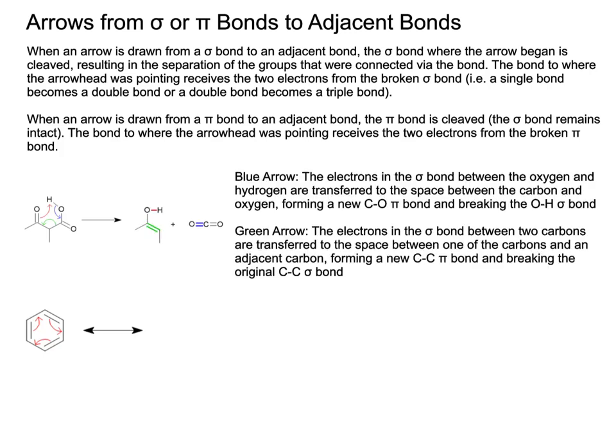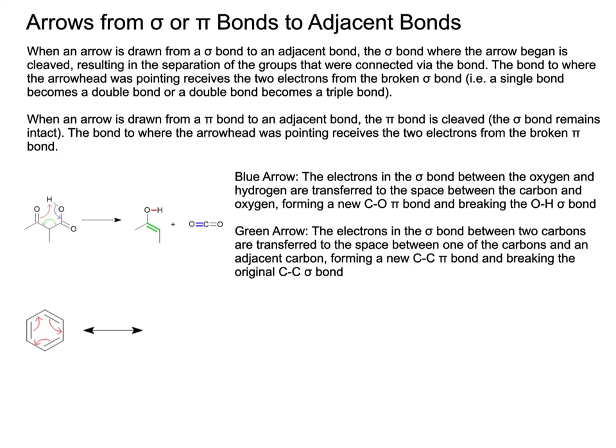In the last slide, we covered what the red arrow did. In this slide, we'll discuss the blue and green arrows. For the blue arrow, the electrons in the sigma bond between the oxygen and hydrogen are transferred to the space between the carbon and oxygen, forming a new carbon-oxygen pi bond and breaking the oxygen-hydrogen sigma bond.